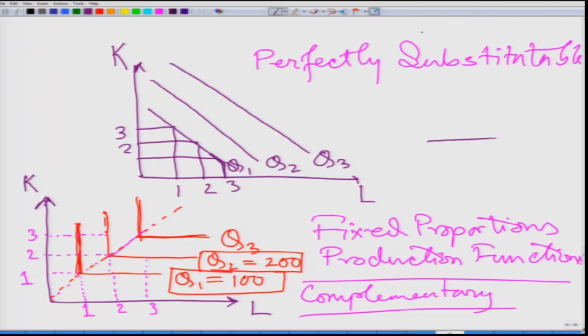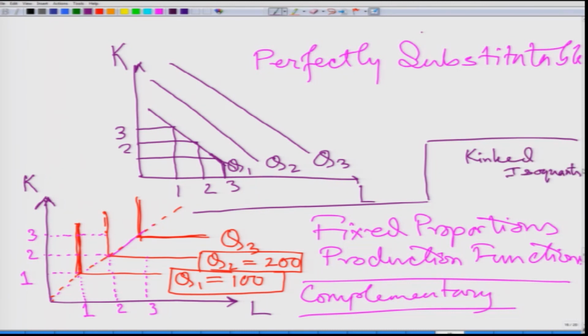Yeah, so that's how they are known: kinked isoquants or L-shaped isoquants. Yes, they show these fixed proportion production functions or complementary factors of production.